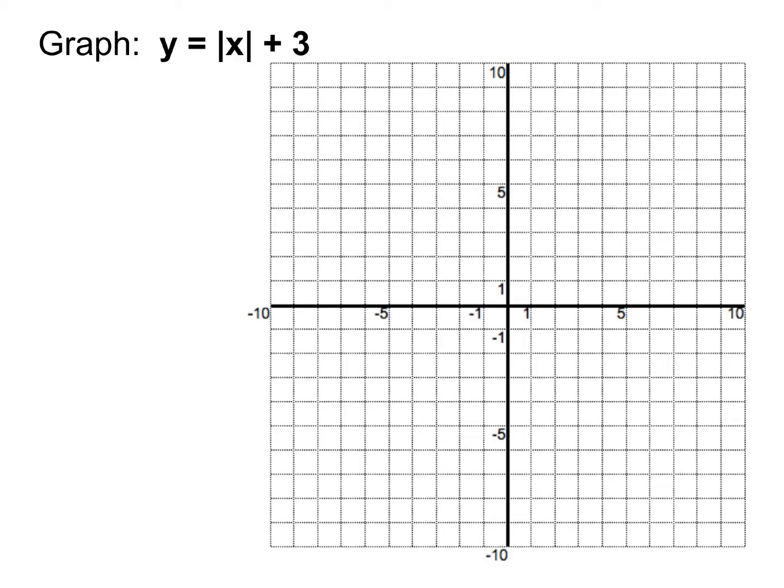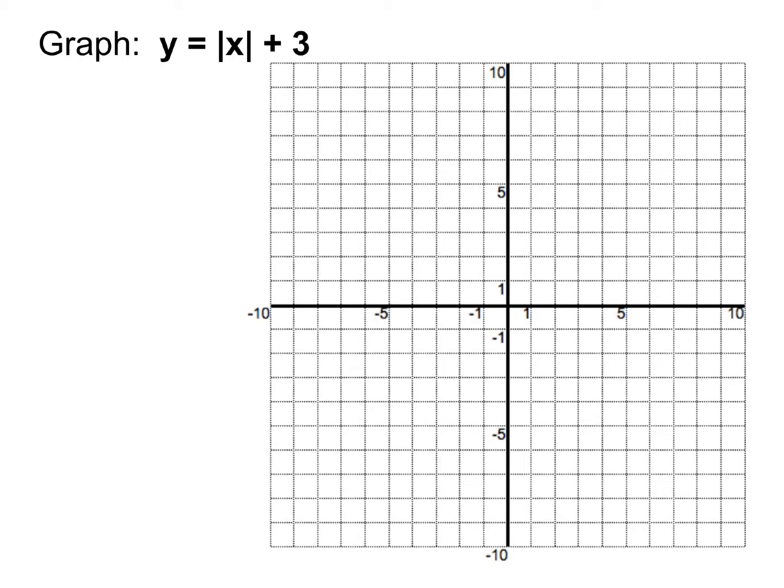Above your next graphing grid, please write this equation then. Y equals the absolute value of x plus 3. First thing we do is we ask ourselves, what will the shape of this graph be? It's a V. Because it's still absolute value. Every time you see that absolute value, you know it's a V shape.